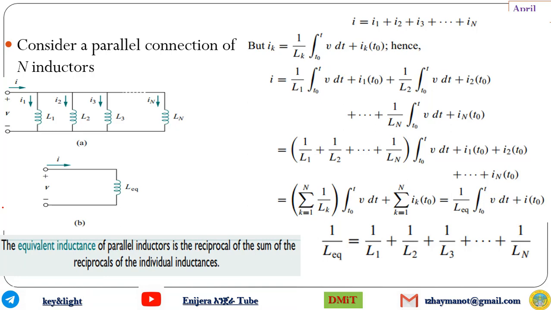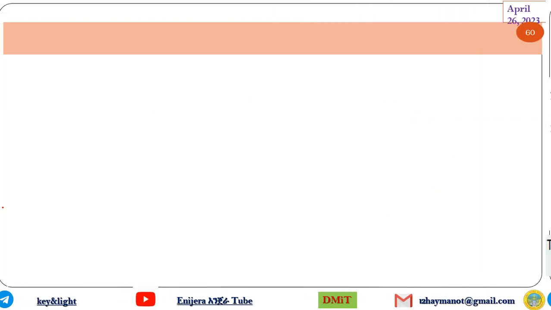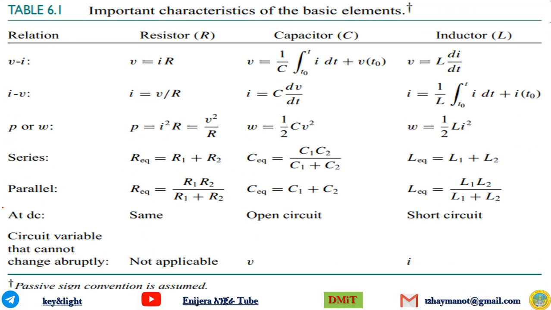So the equivalent inductance of parallel inductors is the reciprocal of the sum of the reciprocals of the individual inductances. These are important characteristics of the basic elements: VI and IV characteristics.